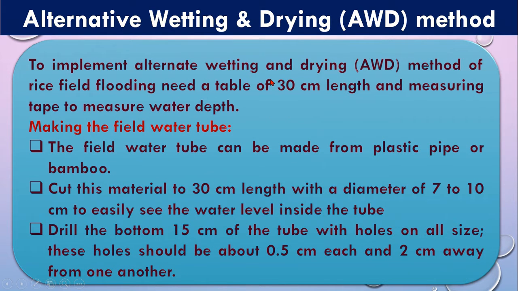To implement the alternate wetting and drying method of rice field flooding, you need a tube of 30 centimeter length and a measuring tape to measure water depth. So, making the field water tube. How do you do this?